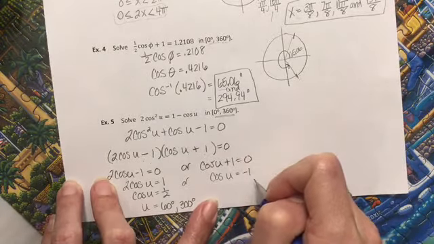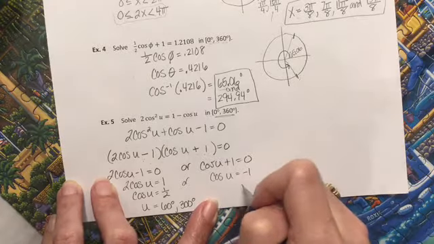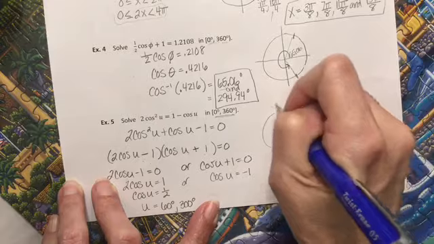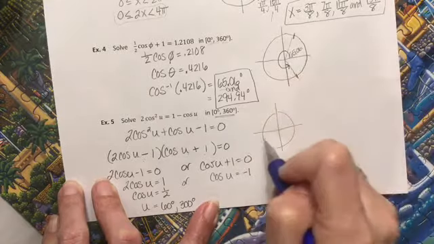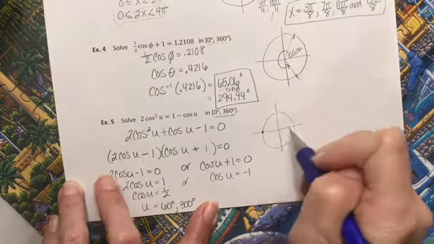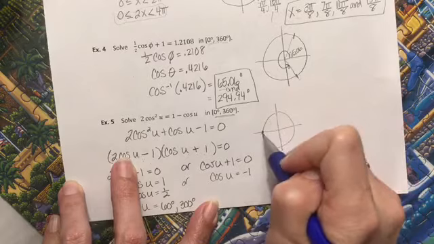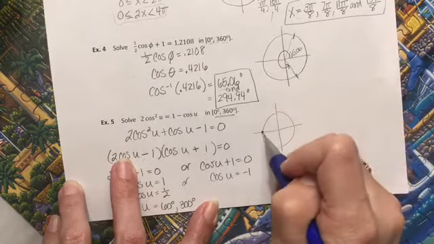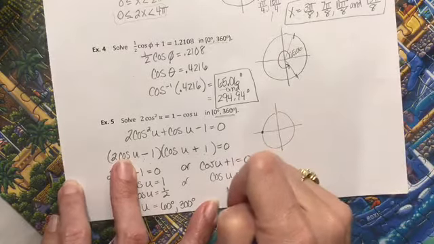Now, cosine u is -1. I think we did that earlier. No, we didn't. We did tangent. So where is the cosine of u -1? Well, let's go back. Remember, that's going to be right here on the unit circle. So it's 180 degrees, and there's no other option there. That's the only place on this circle where the cosine is -1.